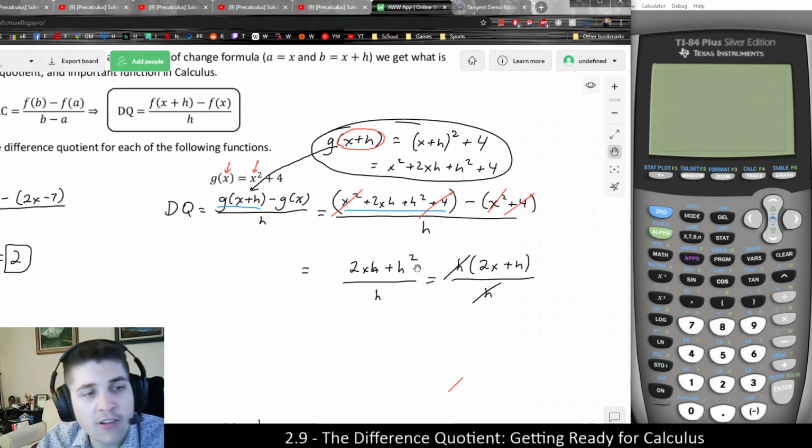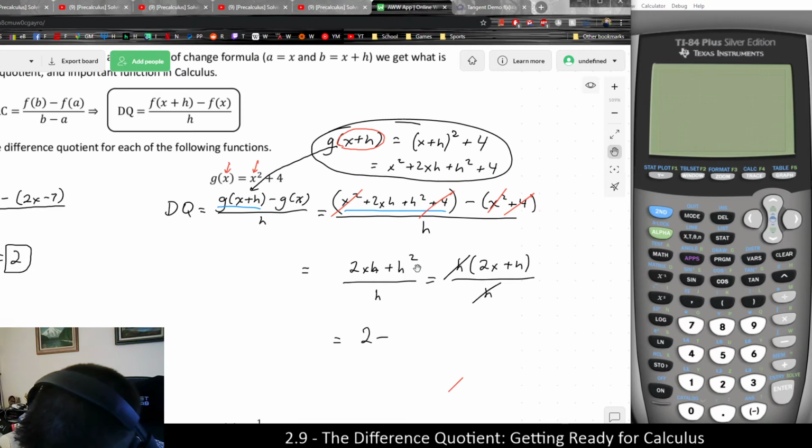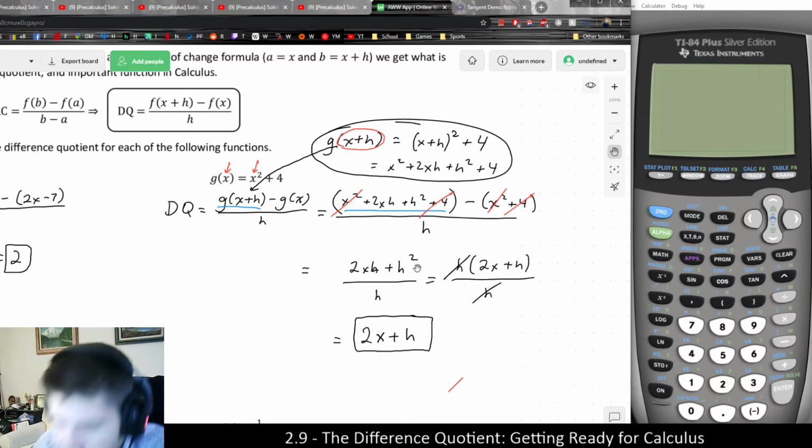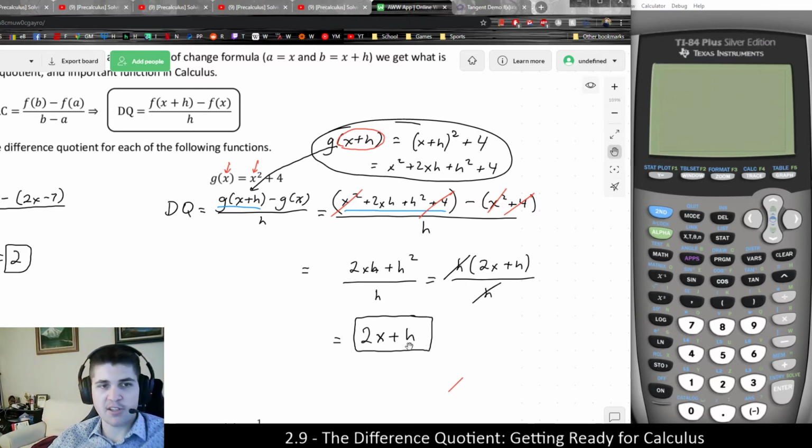So the algebra is a little bit hard, but what we're left with is 2x plus h. And this is the simplified version of the difference quotient, and that's just about it. The last little bit here is that we're not quite done, but basically what this is saying is if I'm trying to find the slope of the secant line, I could plug in my location and h. And this will give me the adjusted slope for this parabola.